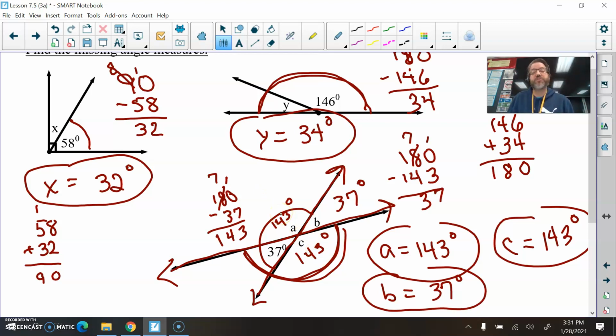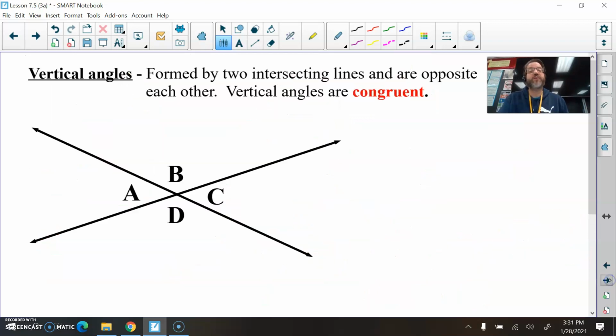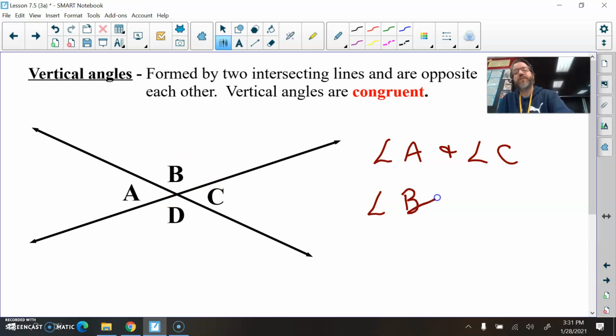And there is a special term for those angles that are right across from each other. Those are known as vertical angles. Angle A and angle C are vertical angles. Also, angle B and angle D are vertical angles. They're straight across from each other.